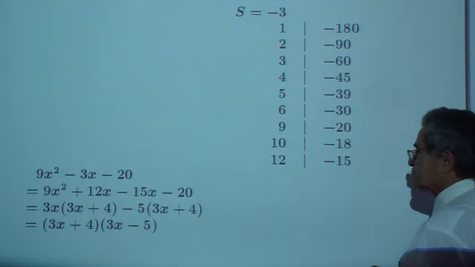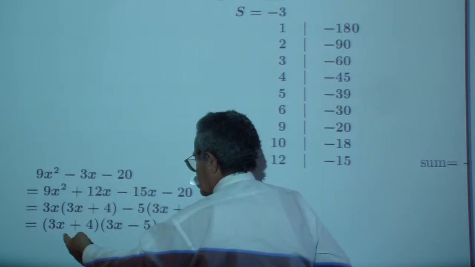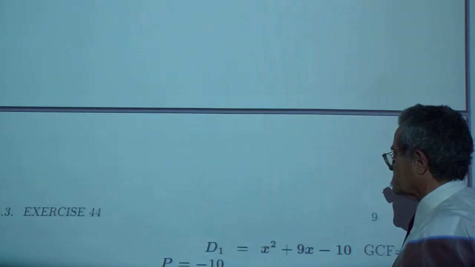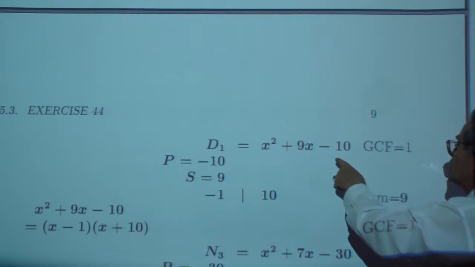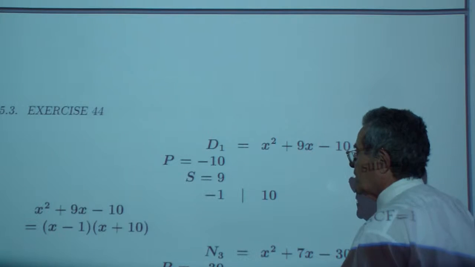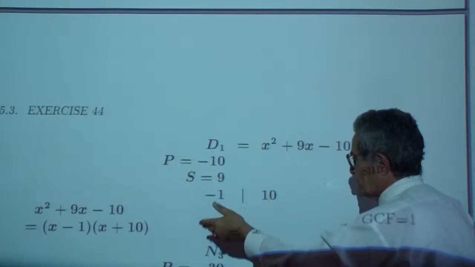Product sum. We get 3x plus 4 times 3x minus 5. For d sub 1, greatest common factor 1. Magic numbers negative 1, 10. X minus 1, x plus 10.